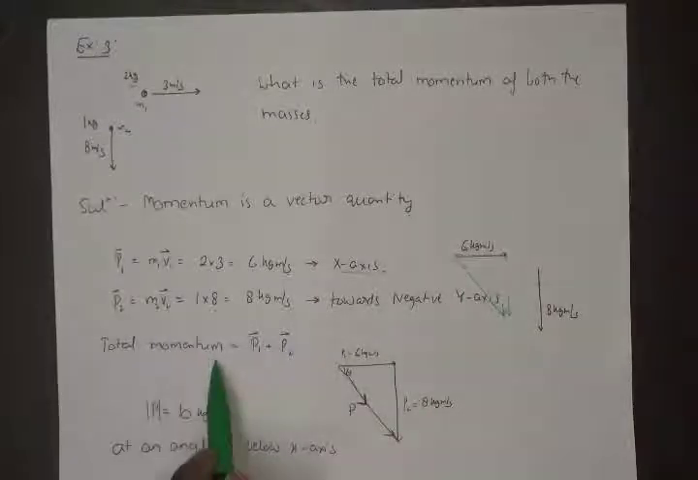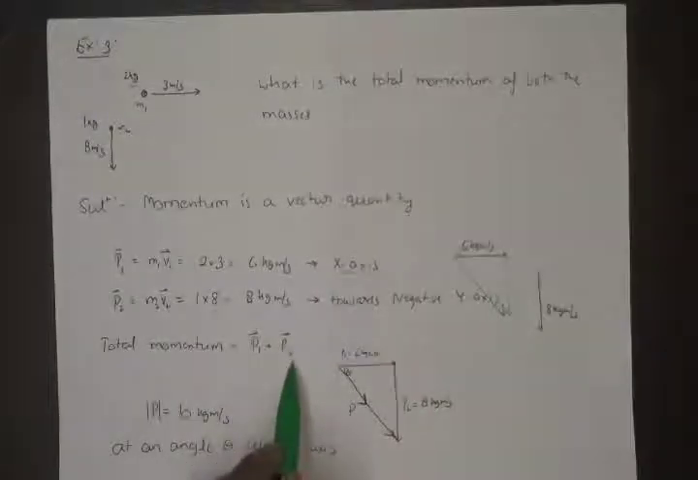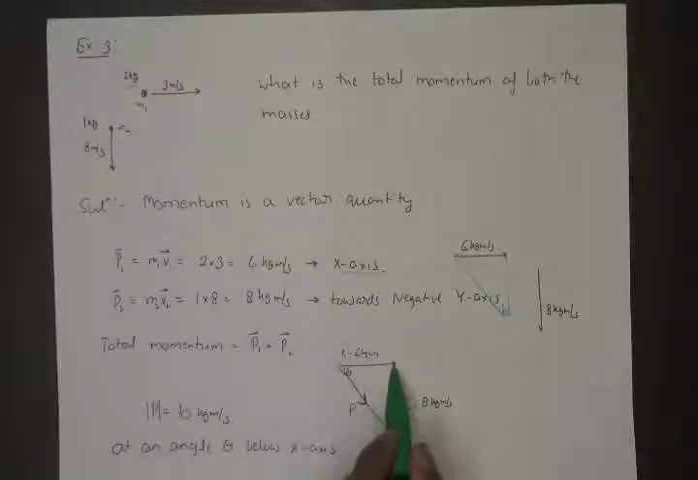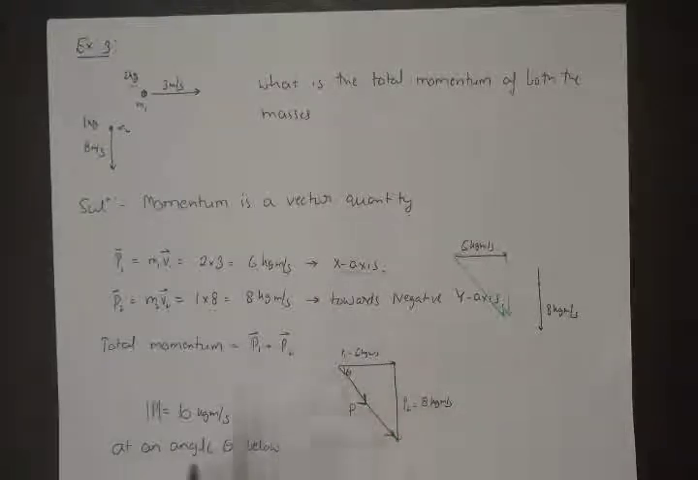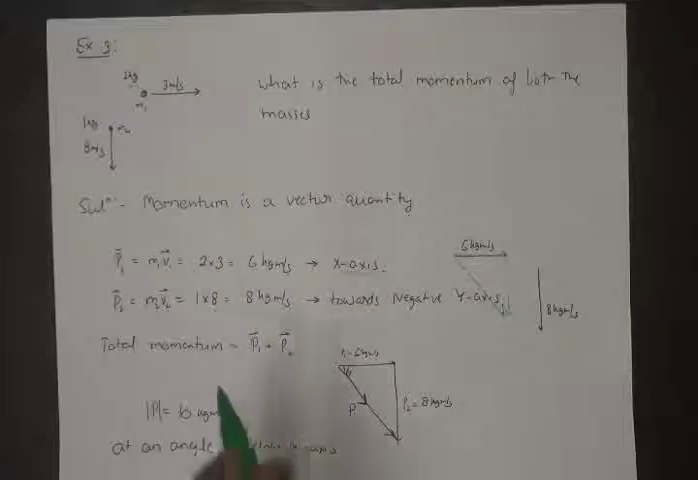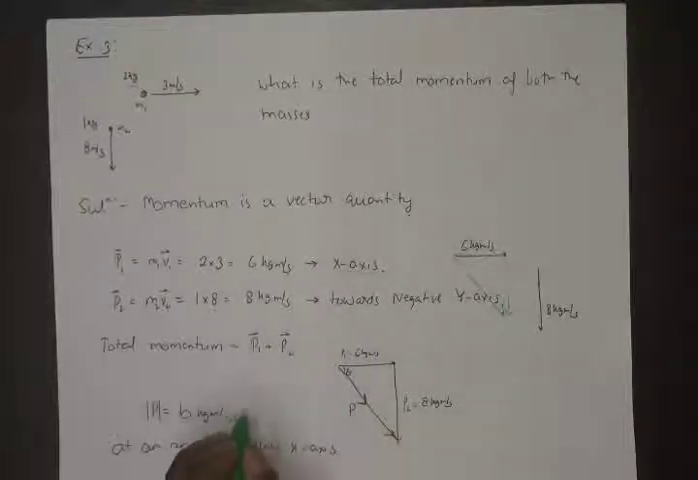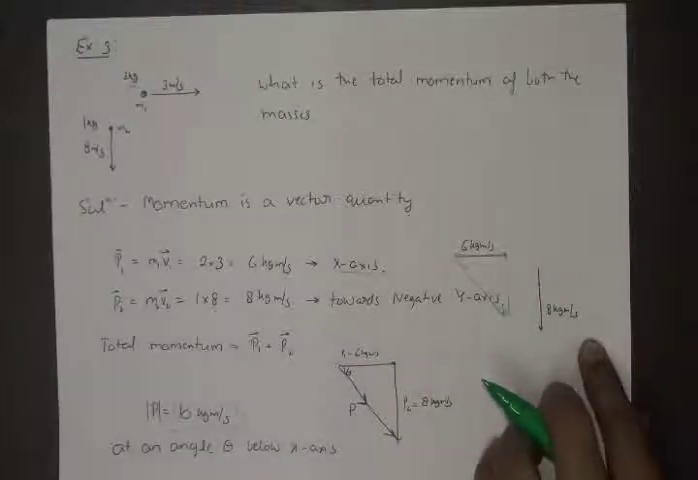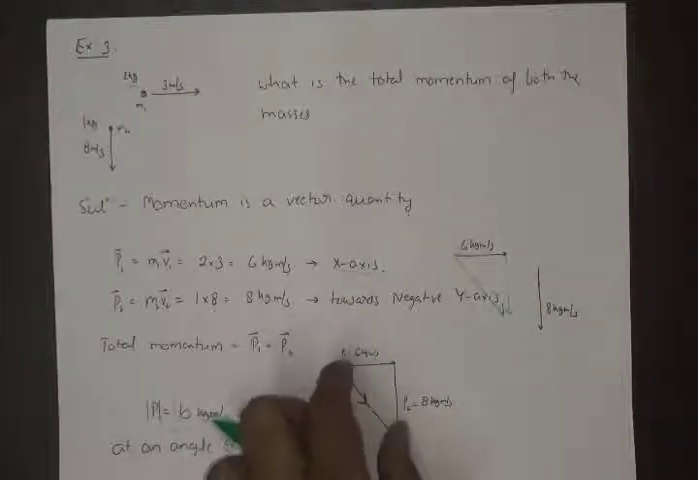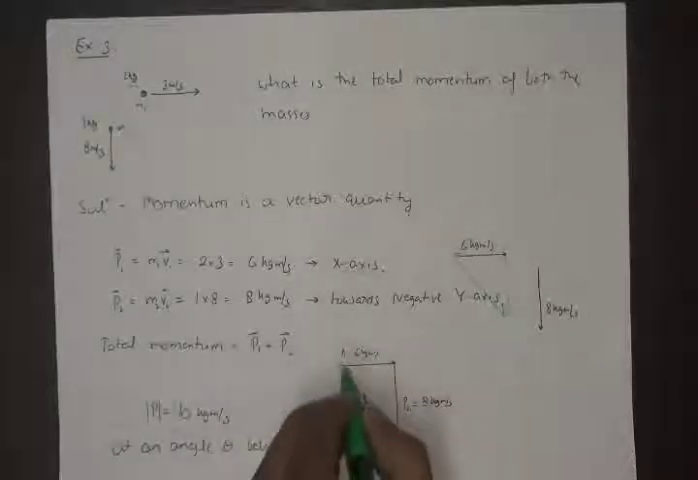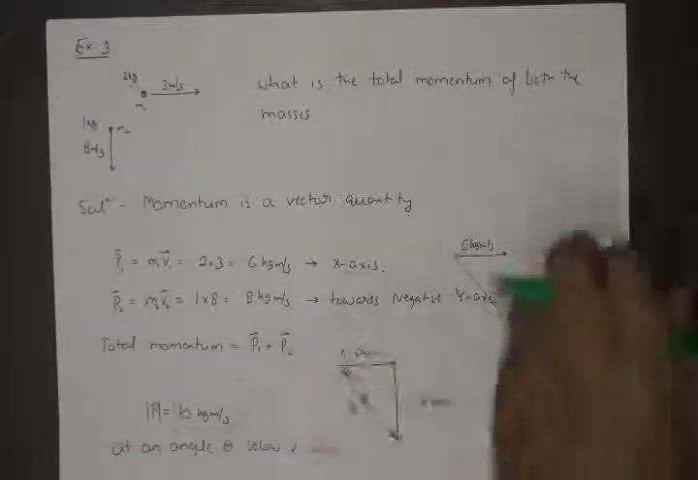The total momentum will be equal to P1 vector plus P2 vector. P1 vector has a magnitude of 6 kg meter per second, and P2 vector has a magnitude of 8 kg meter per second, and the sum of these two vectors from Pythagoras theorem will be equal to 10 kg meter per second. Thus, the total momentum will be equal to 10 kg meter per second and not 14. And the total momentum will make an angle theta degree with the x-axis.